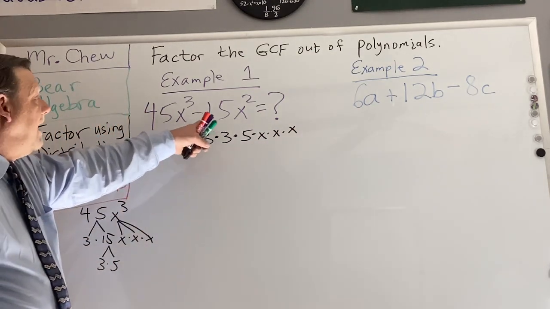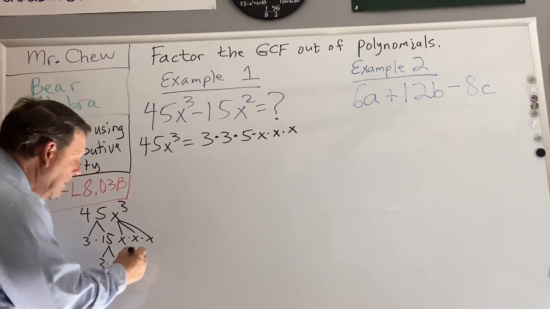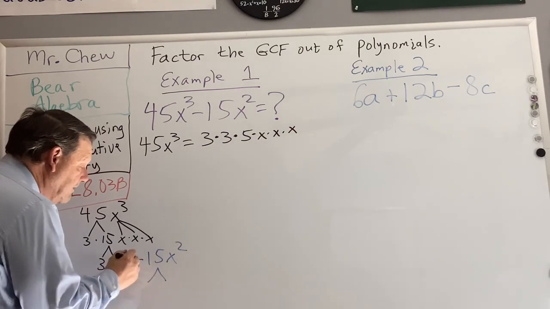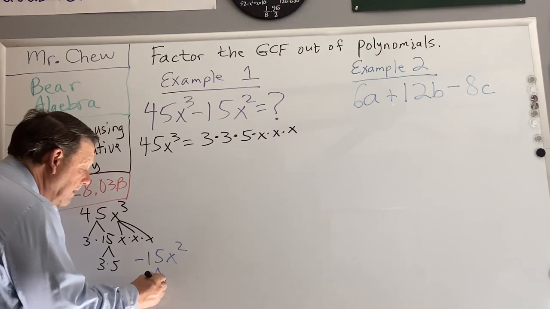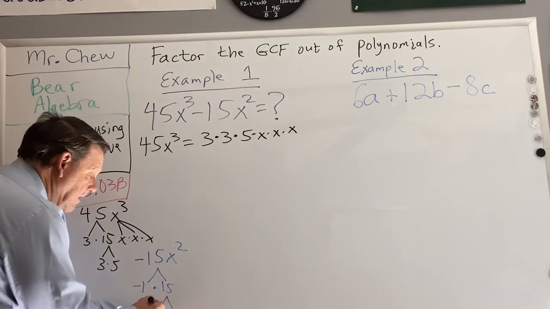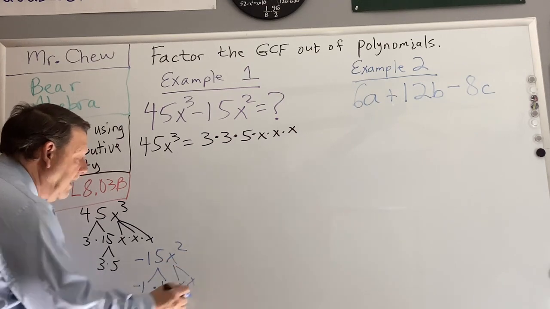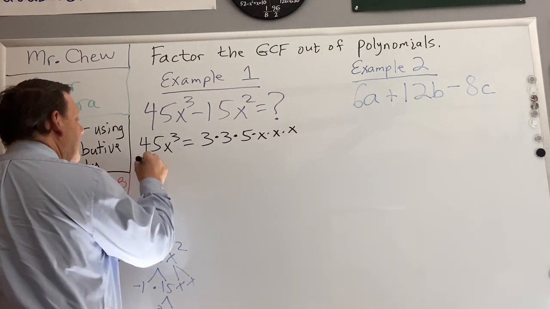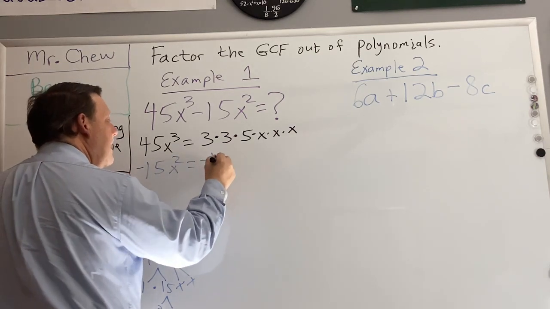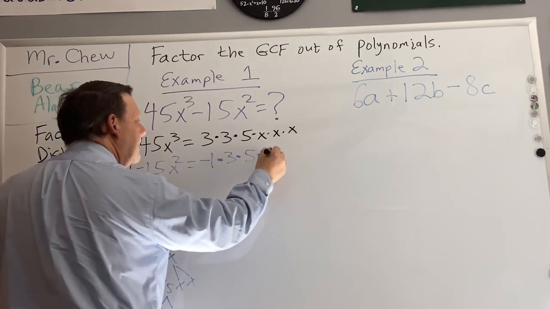Now we have to do that to the minus 15x squared. So we'll take our minus 15x squared, and the first thing you have to factor out is your negative 1, because it's not going to go away. Then your 15, just like up here, is 3 times 5, and then your x squared is x and x. So I write that up here: negative 15x squared is negative 1 times 3 times 5 times x times x.